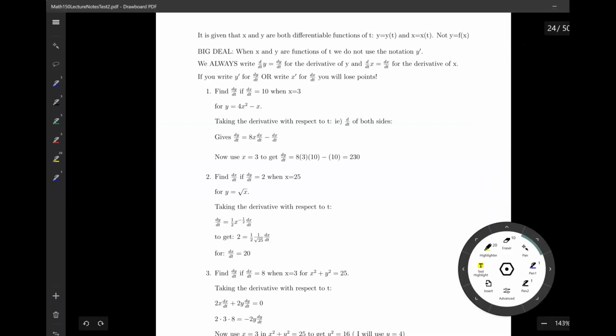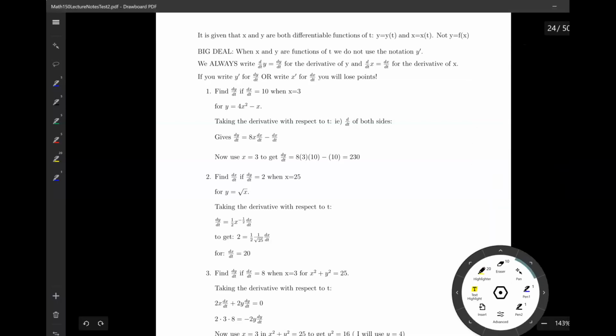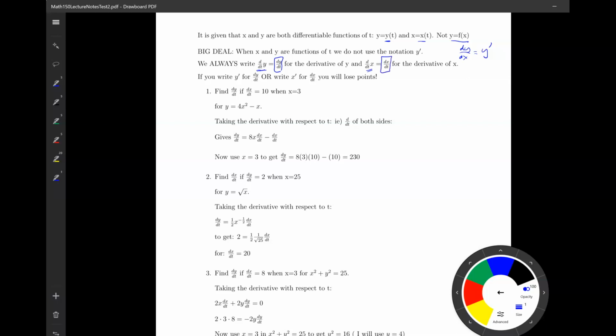All right, so now let's take a look at implicit differentiation when y is a function of t and x is a function of t. So when y is a function of x, that's the only time that we use dy over dx or y prime. So when we're taking the derivative of y with respect to t, we need to write dy over dt. For x with respect to t, we've got to write dx over dt.